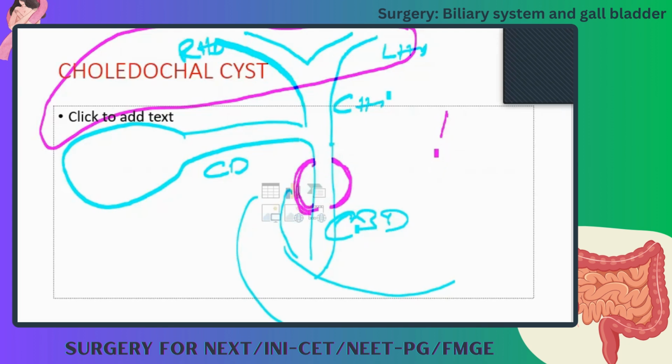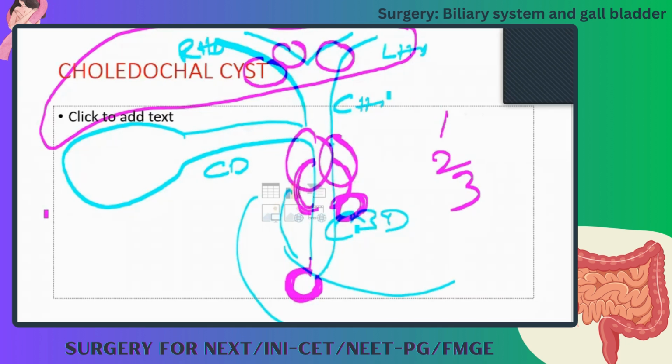Type 2 is having a small diverticulum, outpouching outside. It is type 2. Type 3 is within the duodenum, there is a small diverticulum. There is a small opening, cyst here, within the duodenum. Type 4 is having both intrahepatic and extrahepatic dilatations. That is type 4A. Type 4B is only extrahepatic, but multiple. That is the difference between type 1 and type 4.